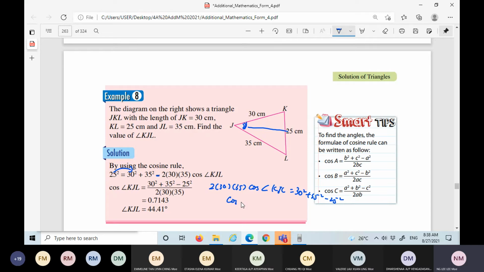After that, if you want, you can find the answer first, then no need to copy this thing again. This one is times, so bring to this side, it becomes divide. So this is why you have this. Then you just press the calculator, you get this answer, then shift cos to get this answer.